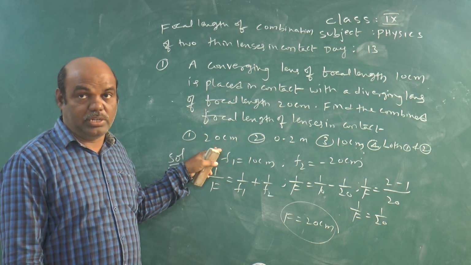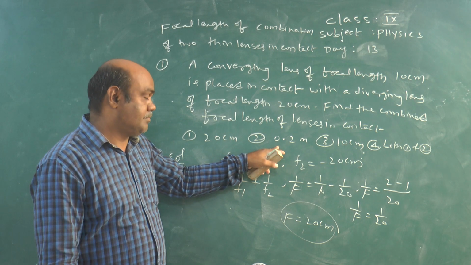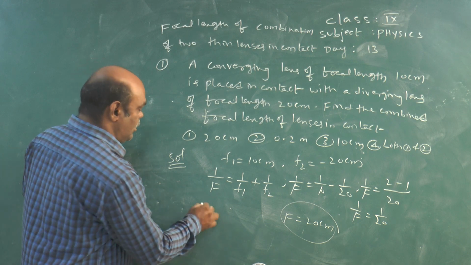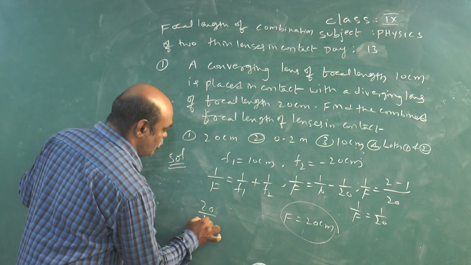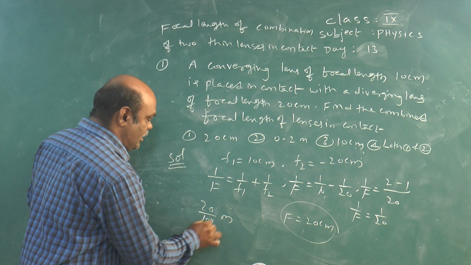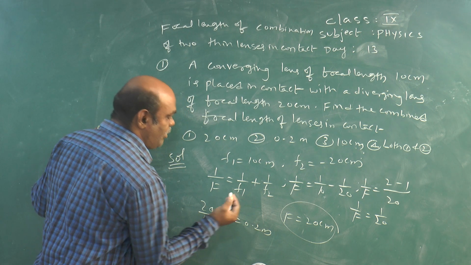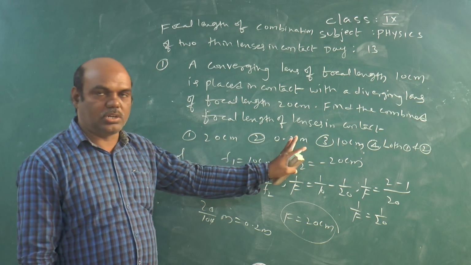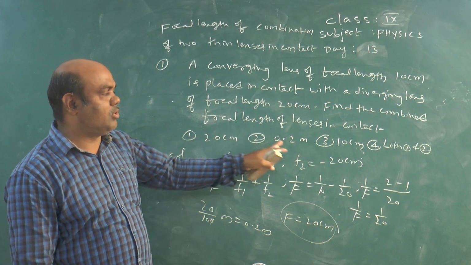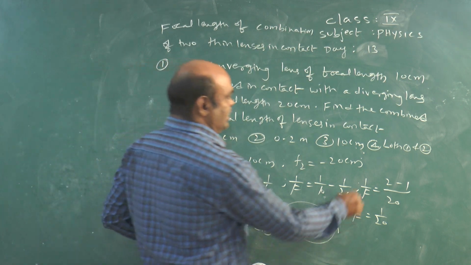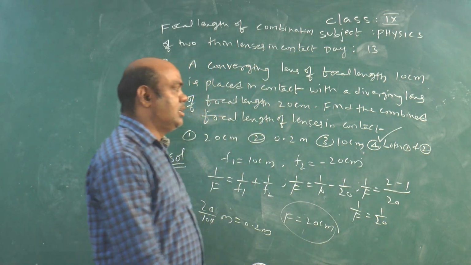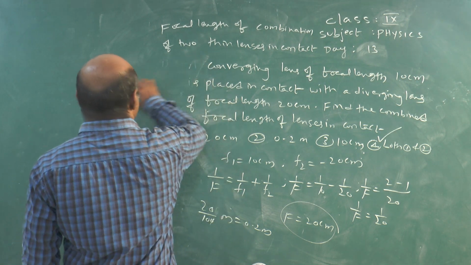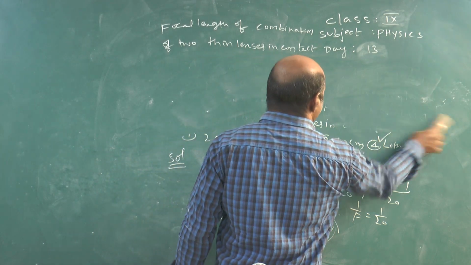The first option is okay. In the second option, 0.2 meter: if you want to convert 20 centimeter into meter, 20 by 100 gives 0.2 meter. So the second option is also correct. But the third option is wrong. So the first and second are both correct, so the fourth option, both 1 and 2, is correct. Overall, the fourth option is correct. Next, second problem.